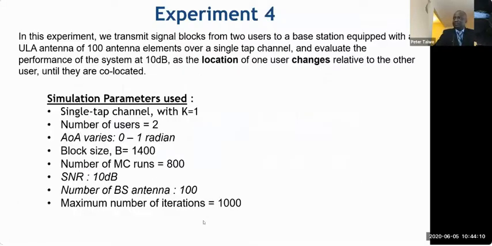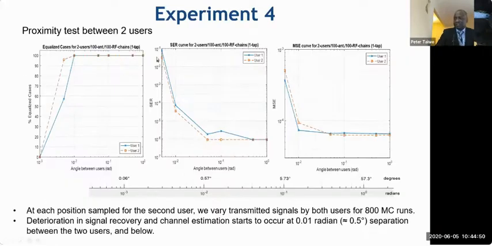This can be attributed to the inter-symbol interference that increases as we increase the number of channel taps. In experiment 4, we transmit signal blocks from 2 users, because now we want to see how close 2 users can be before our beamformer starts to fail to separate and recover their signals. We vary the difference between the angles of arrival of the 2 users from 0 to 1 radian. We perform this experiment at an SNR of 10 dB, and these are the results.